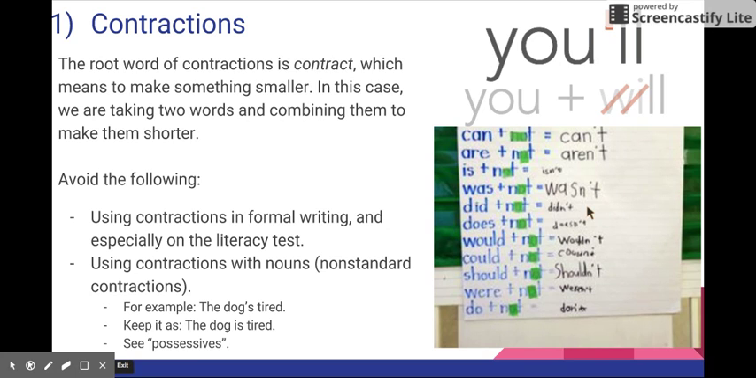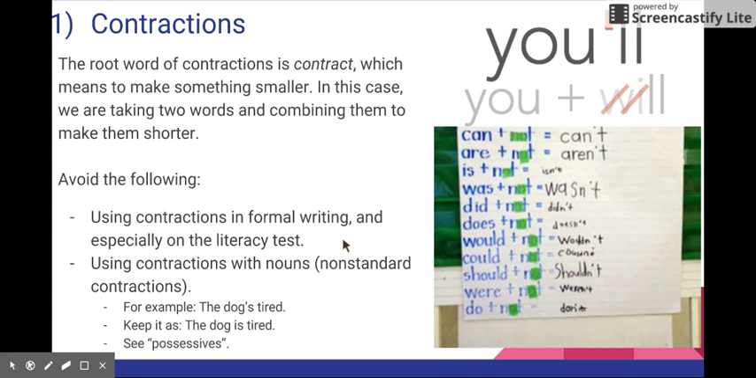Was not becomes wasn't. Now, I don't want you to memorize all of these, and the reason being is you shouldn't be using contractions in formal writing. So avoid that, especially on the literacy test. It will look more professional and will earn you more marks if you avoid contractions.